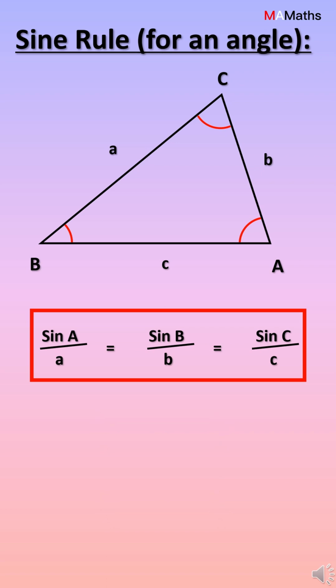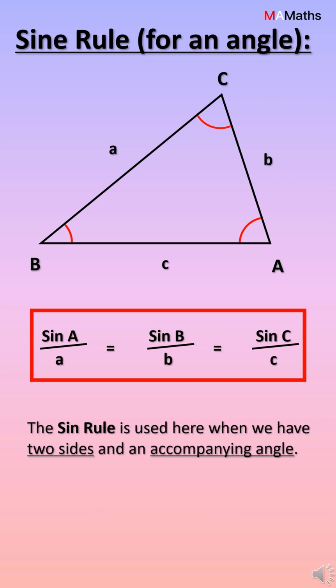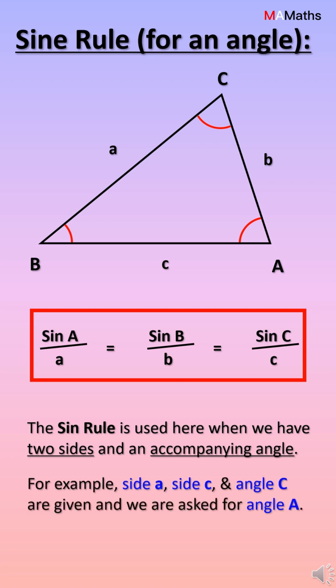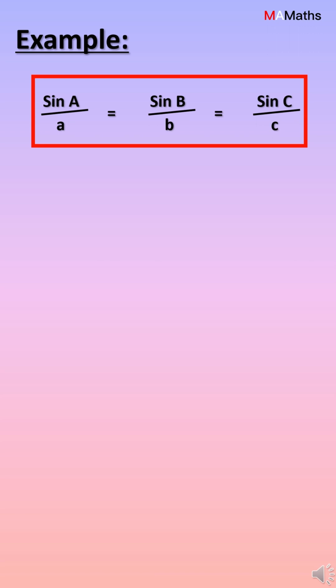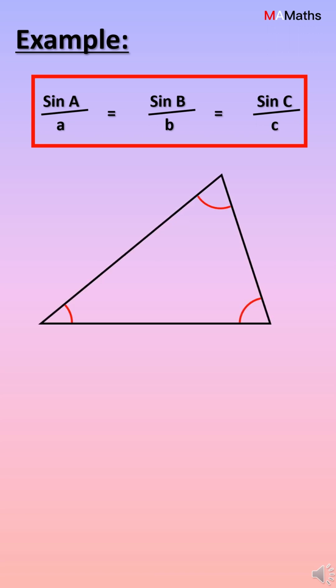So the sine rule is used here when we have two sides and an accompanying angle and we're looking for the corresponding angle. So for example, we have side a and side c and angle C, and we're looking for angle A. Example: so we have, again, a non-right triangle with vertices A, B, and C.